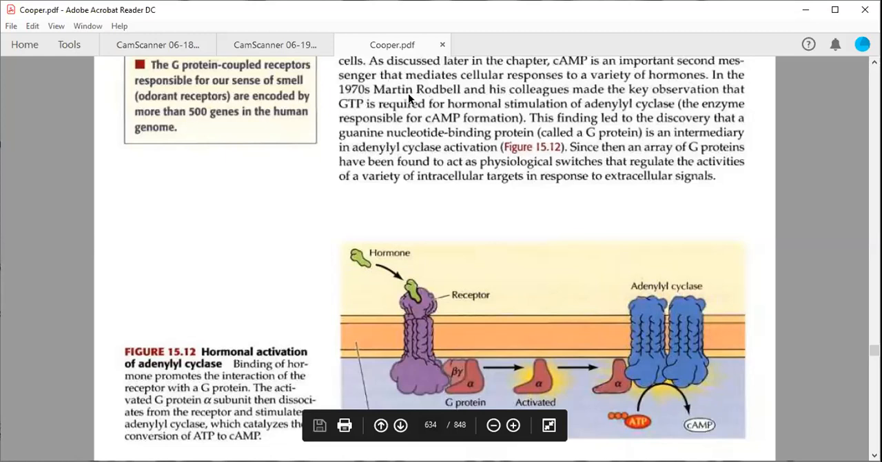So actually, this particular scientist, Martin Rodbell, told us that this alpha subunit of G protein requires GTP. This finding led to the discovery that guanine nucleotide binding protein, that is called G protein, is an intermediary in adenyl cyclase activation. Before the 1970s, we did not know about this pathway. It was only in the 1970s that Martin Rodbell told us about this G protein, which has a role in activating the adenyl cyclase enzyme so that it can produce cyclic AMP.